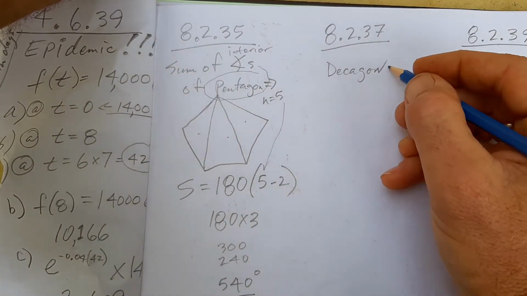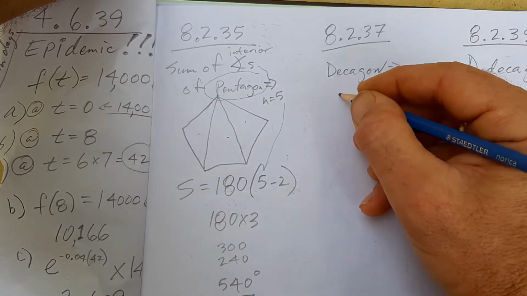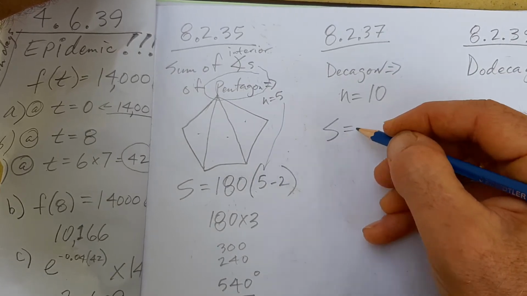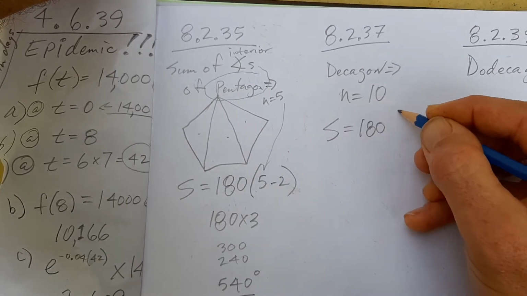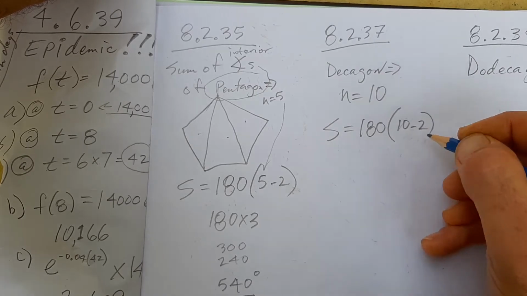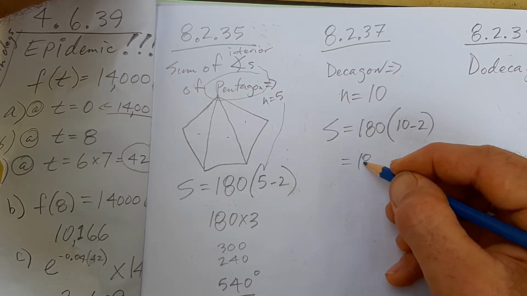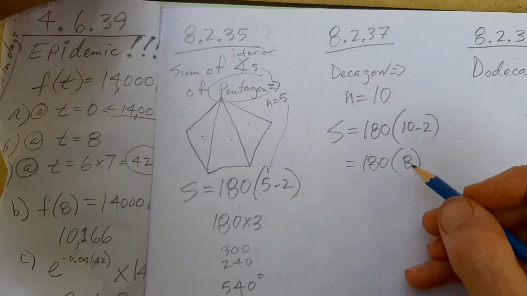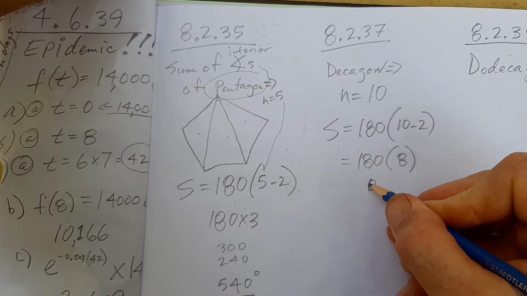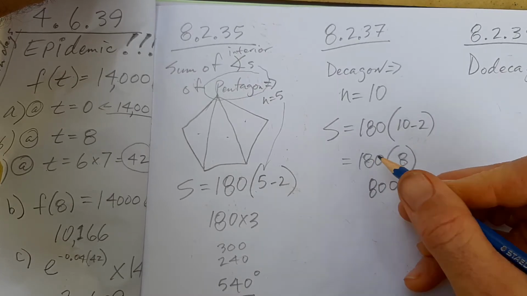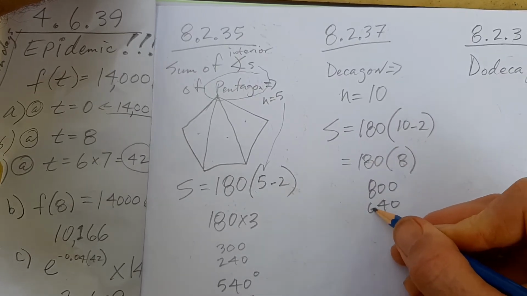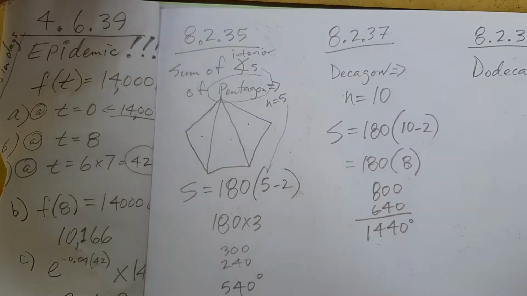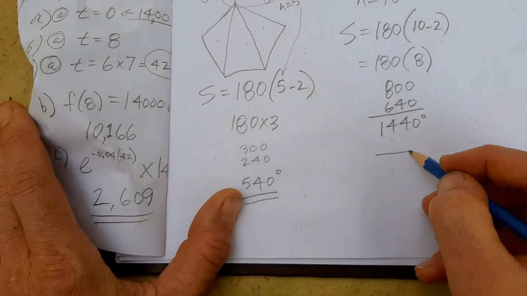Okay, 8.2.37, decagon. Decagon, n equals 10. Sum of the interior angles equals 180 times (10 minus 2). 180 times 8. What the heck is that? Let's see. 8 times 100, 800. 8 times 80, 640, so 1440. Okay?